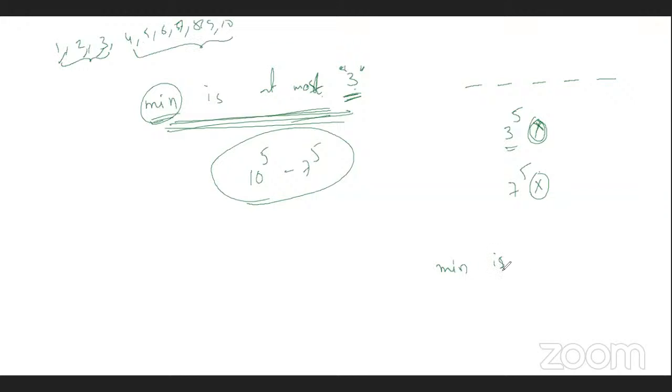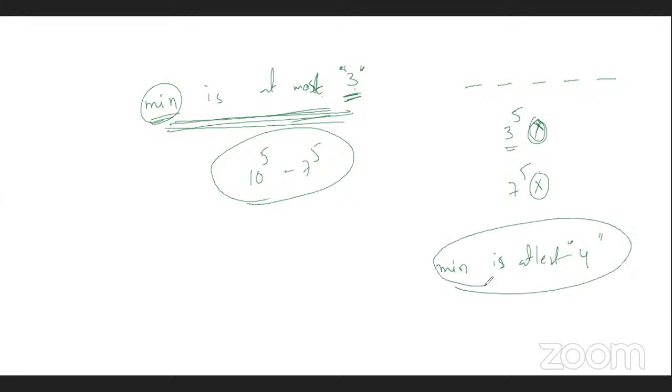So what should I say in statement form? Minimum is at least 3 or at least 4. 4, very good. This is the complement of this: minimum is at least 4. If we subtract minimum is at least 4 from the total cases, we will get minimum is at most 3. Is it right, Nehas? Yes, sir.